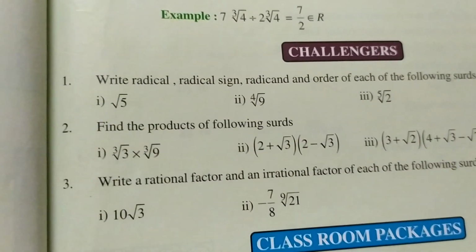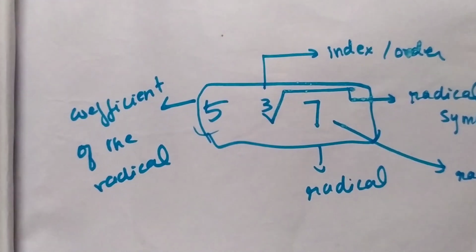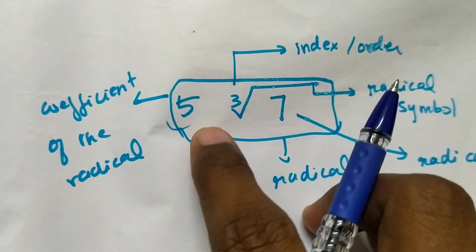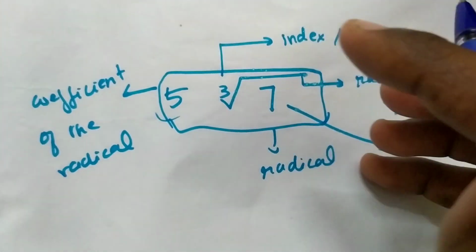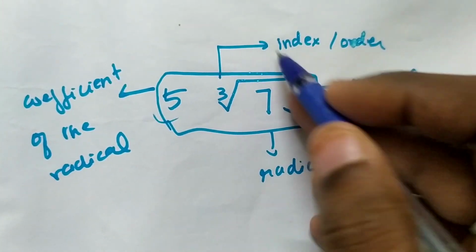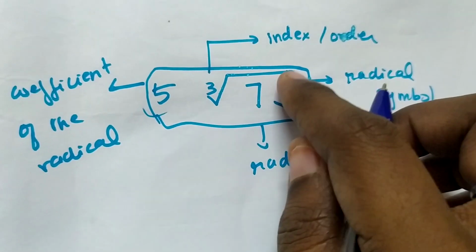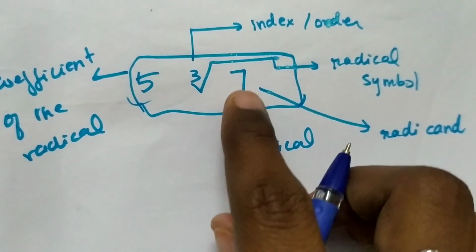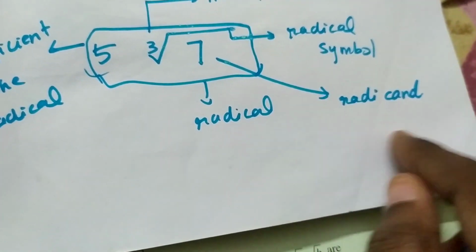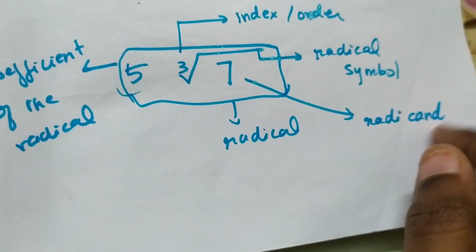Okay, first of all, the first thing you need to learn is the parts of the surds. Here, if you consider 5 cube root of 7, this cube is index or order. This symbol is the radical symbol. The inside number is called radicand.